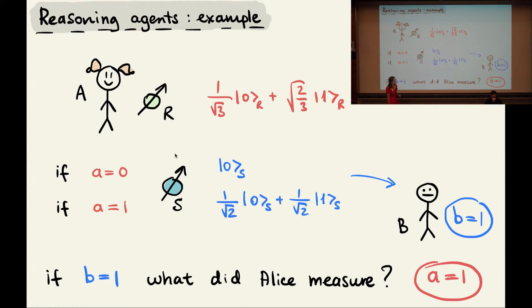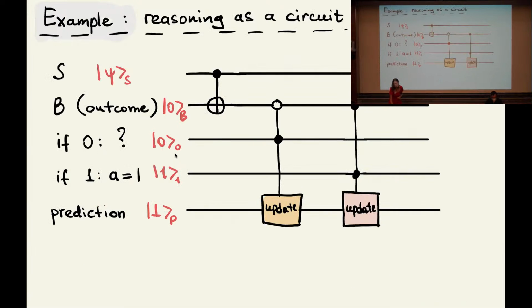Okay, so now what we want to also incorporate in our model is this process. So how do we represent operationally the reasoning process of Bob when he tries to reason about Alice's outcome? So not only measurement, but also reasoning about another agent's outcome. And we come back to this example that we had before. So one way to do so is the following.